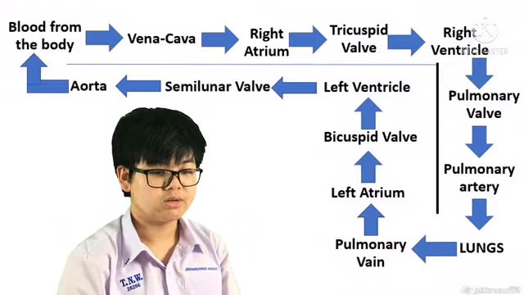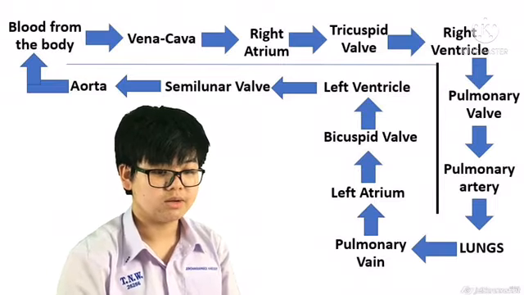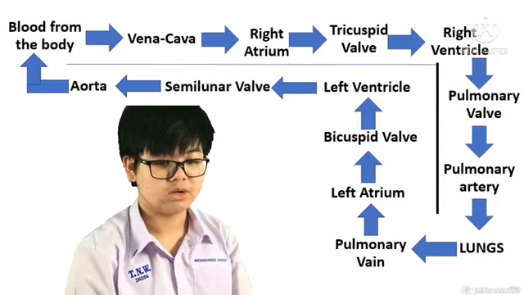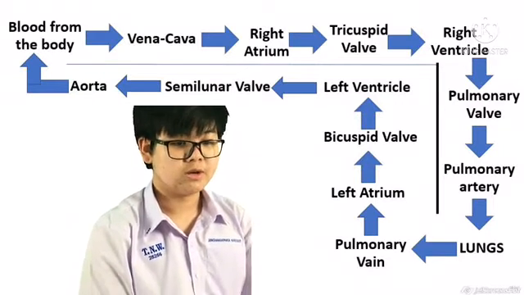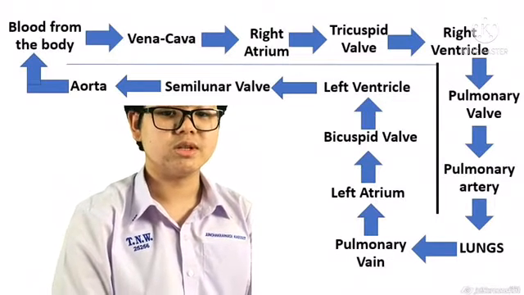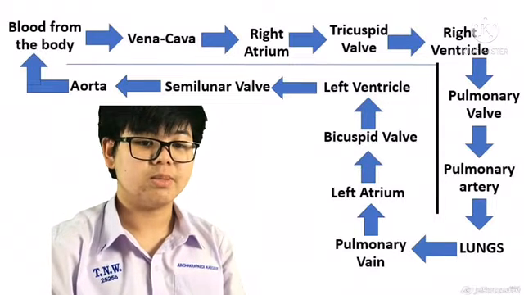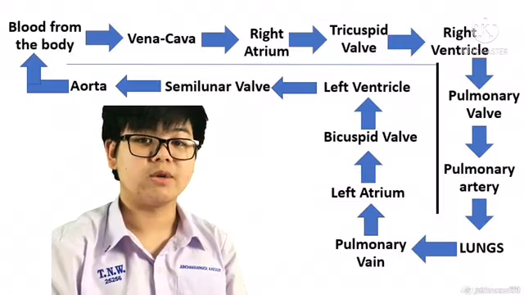Blood enters the left atrium. From the atrium, the blood flows into the ventricle through the bicuspid valve. From the left ventricle, the blood moves into the aorta through the semilunar valve. And from the aorta, the blood goes to all parts of our body.